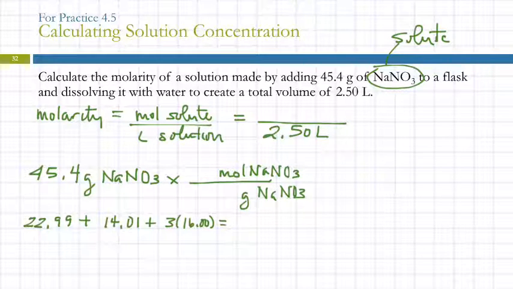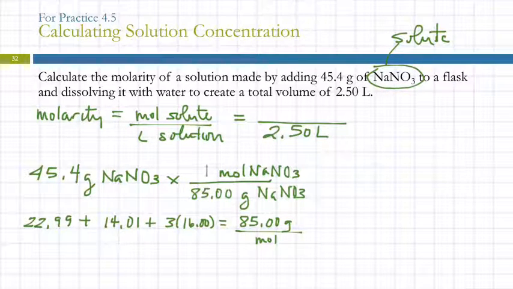Okay, so we get the calculator: 22.99 plus 14.01 plus 3 times 16. 85. How many sig figs does that number have? Well, 85 only has 2, but how many should it have? 4. Should have 4. So 85.00 grams per mole. Sometimes you have to add some significant digit zeros in there. 85.00 grams per 1 mole of that.